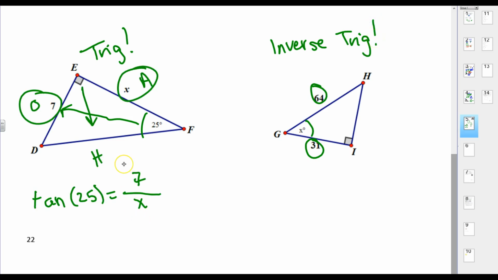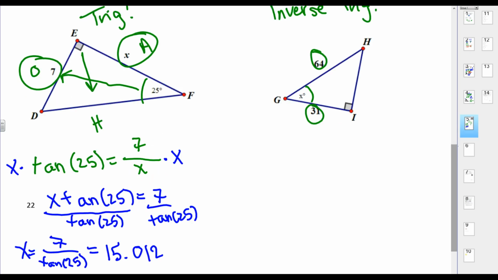In this first one, when I mark my sides, I find that I have an opposite side and I'm looking for an adjacent side, so I'm going to use a tangent function. It's tangent of the angle, which in this case is 25, equals opposite over adjacent, 7 over x. Now we're going to solve. I multiply both sides by x, then divide by tangent of 25. I get 15.012 for my side length.